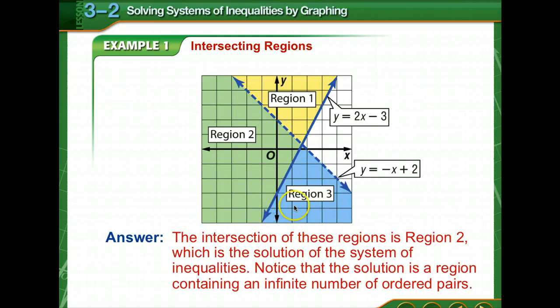Now, there's an intersection of the regions. Region 2 is the solution of the system of inequalities because it's shaded with this one and it's shaded with this one. So it's where they intersect, the region that intersects. Notice the solution is a region containing an infinite number of ordered pairs.